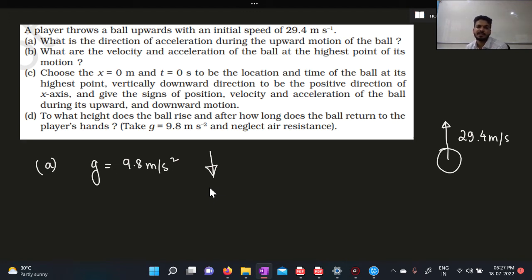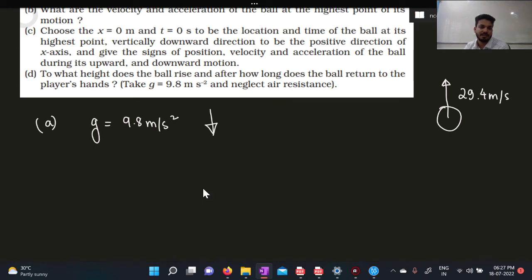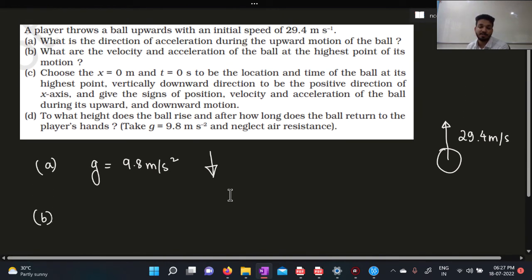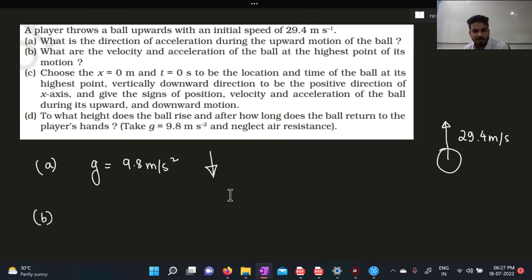The next question is asking, what are the velocity and acceleration of the ball at the highest point of its motion? Again, there's a redundancy in asking about the acceleration. I don't care where the ball is. If it has not fallen on the ground, if it is anywhere in its motion from upwards to downwards, the acceleration will be equal to 9.8 meter per second square.